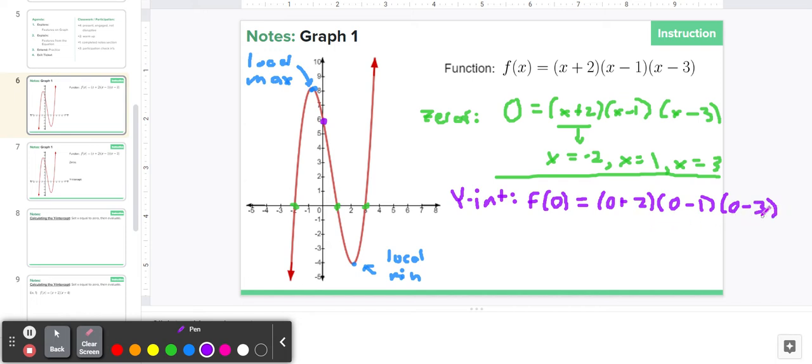Remember, all of those factors get multiplied together. So in this case, we have 2 times -1 times -3. So our y-intercept is going to be at a positive 6, right? You got that double negative there that makes it positive. You can see that that lines up with our graph.